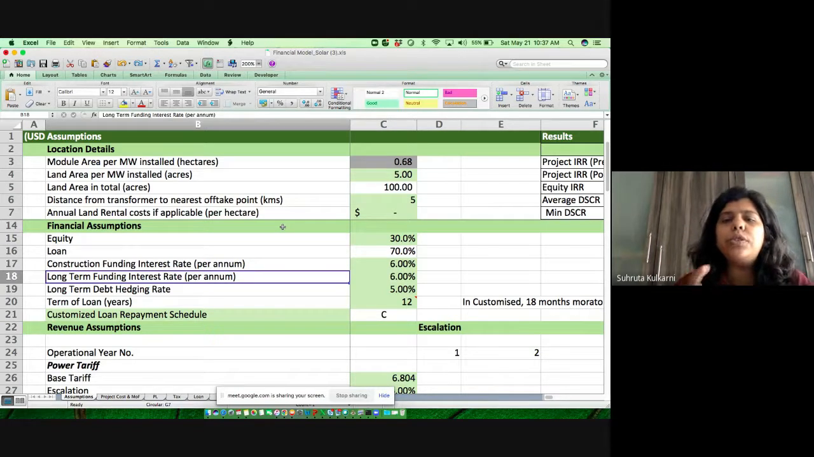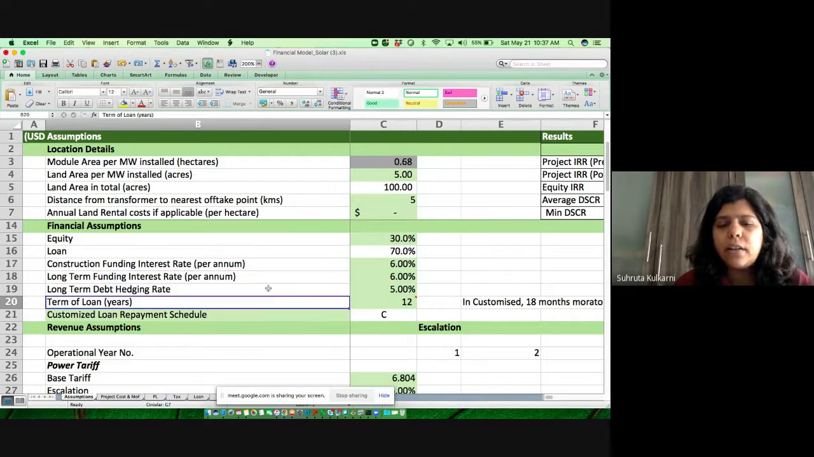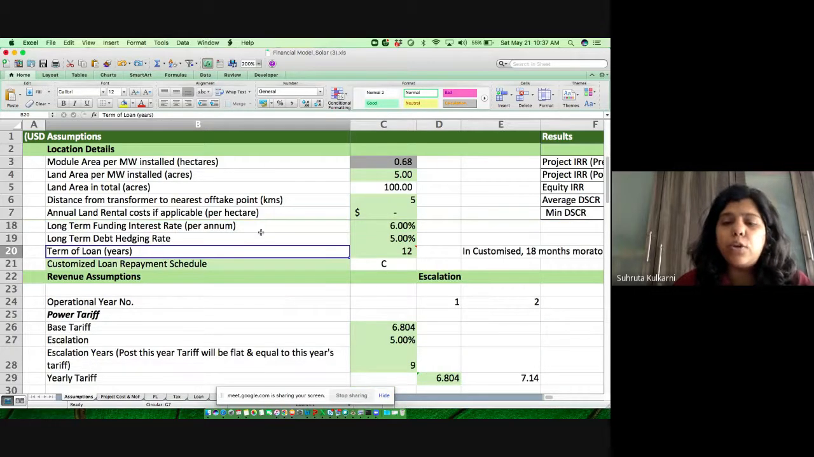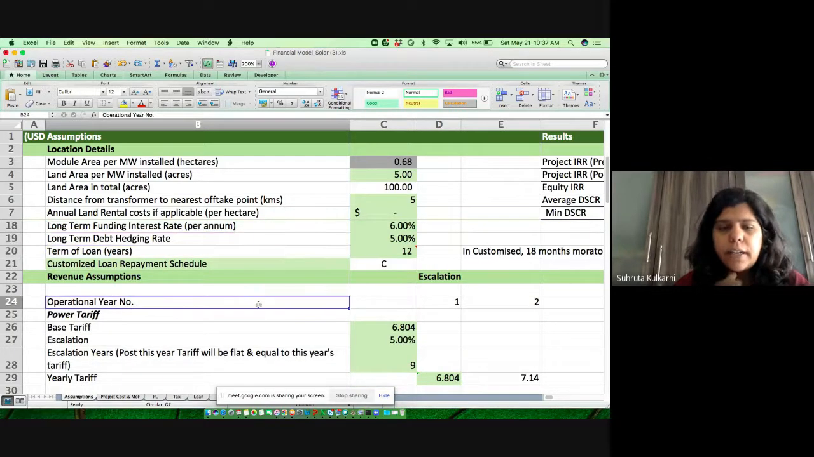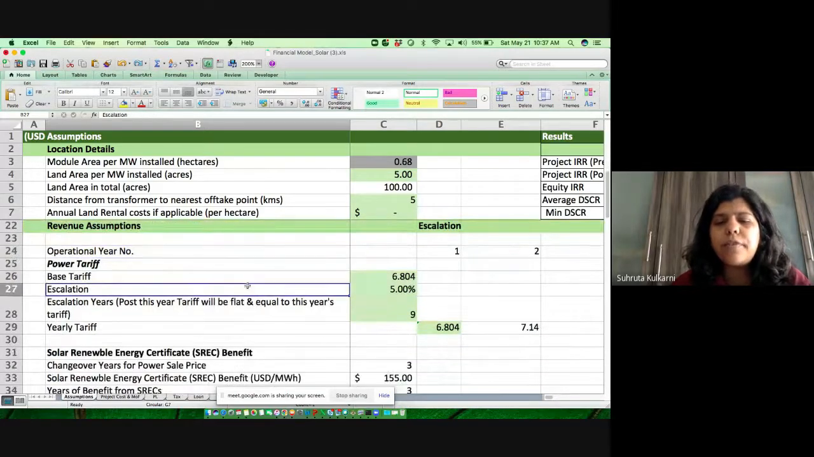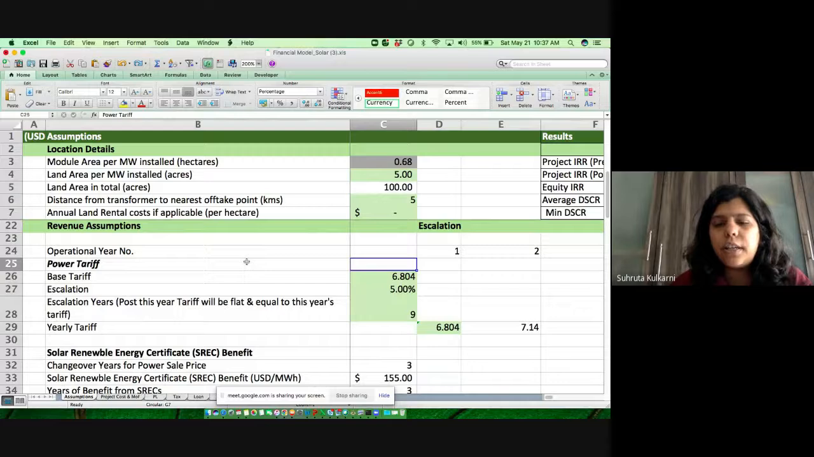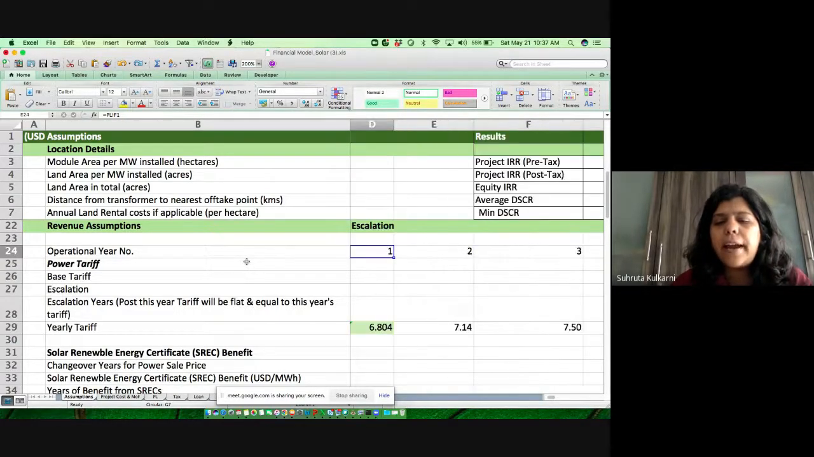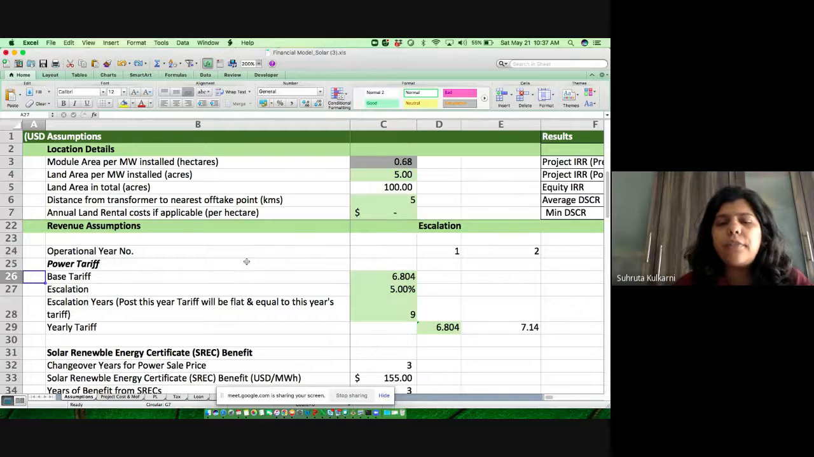So I might choose a mix of short and long-term loans to finance my project, and hence I have taken all the details into this factor, right? All the assumptions I've put in, and in my loan sheet I will be calculating all this. Then the revenue assumptions, right? I'm going to sell power. So year on year, how much power am I going to generate, and what is the unit rate for power?